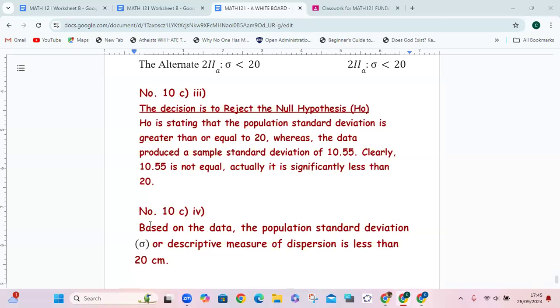So therefore, based on the data, the population standard deviation, symbol sigma, a descriptive measure of dispersion or the differences between the values, is less than 20 centimeters.